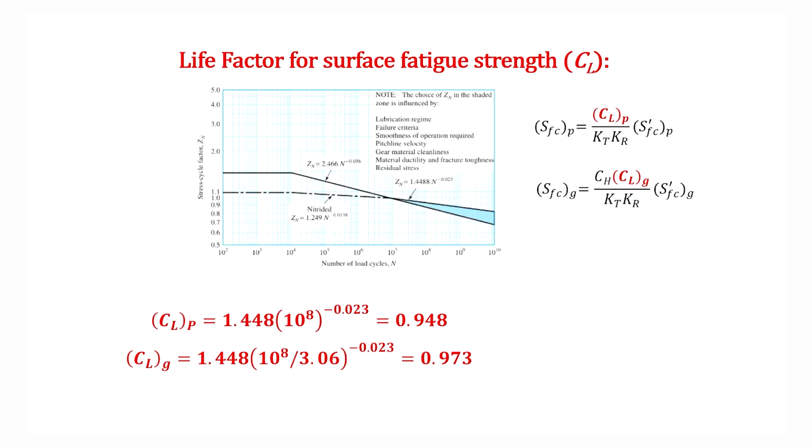Now, we have to find this life correction factor for the pinion and gear. SFC dash we have determined. This is again determined with the help of this figure, and the life required for the pinion is 10 to the power 8, and so this will give you the value of CL for the pinion. But we are going to use directly this formula, substituting the life required for the pinion and the life required for the gear, which is equal to life of the pinion divided by mg, we get the CL of the pinion and CL of the gear.